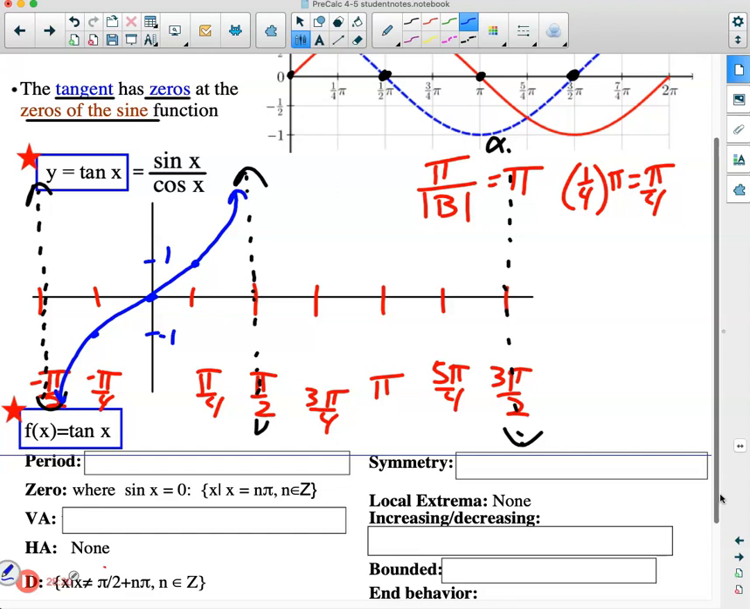Right smack dab in the middle is where we get the 0. And then for tangent, I have to go back pi over 4 units and down 1. From pi, I have to go to the right, another pi over 4 to 5 pi over 4 and up 1.